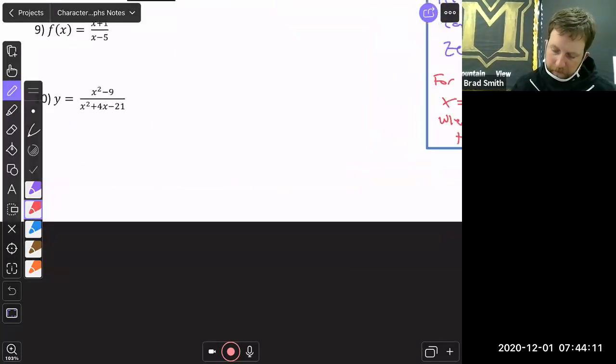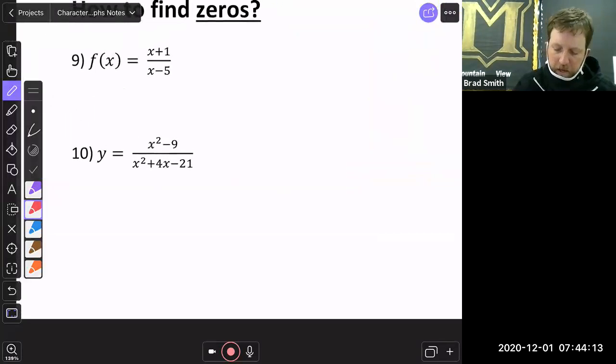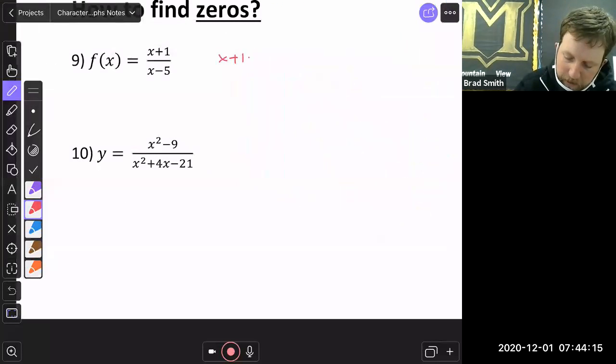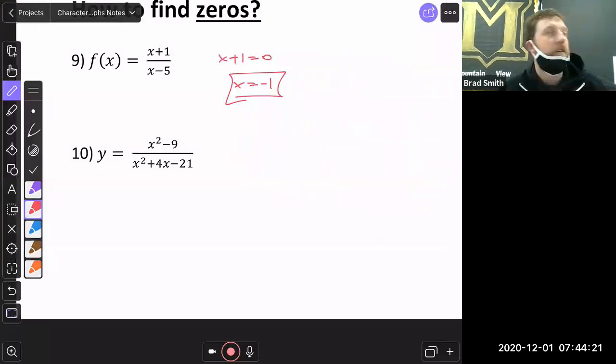All right, so if I come over here, this one's already good. So I'm just gonna set the top equal to 0 and solve. So my 0 here for the first one is gonna be at x equals -1.